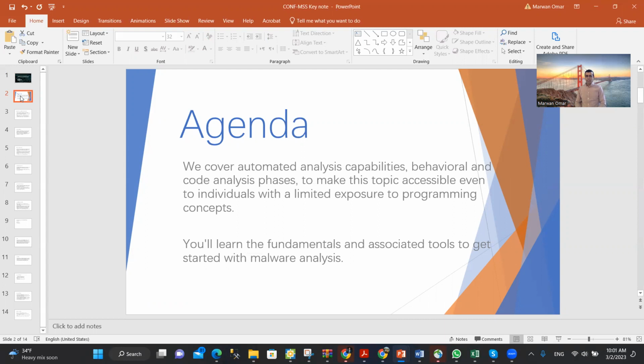For us to make this topic accessible to individuals with a limited exposure to programming concepts, we will cover these concepts, and hopefully even people with limited knowledge of programming can relate to this and understand this. So we will learn about the fundamentals and the associated tools to get started with malware analysis. Let's move on to the next slide now.